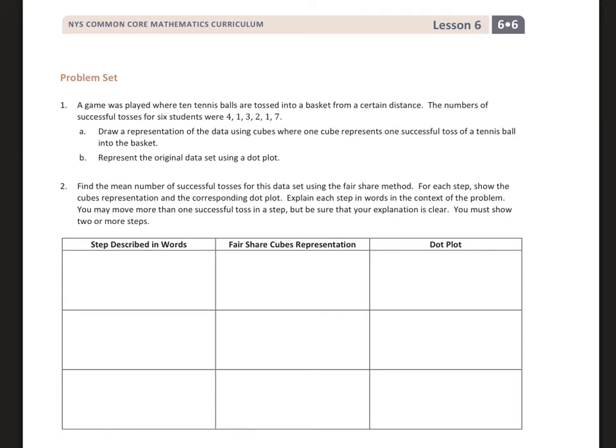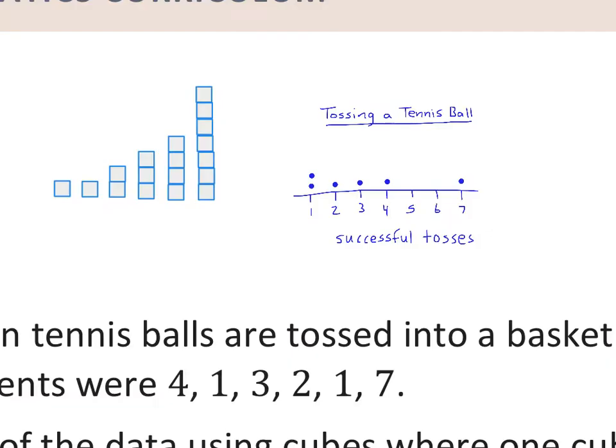All right, let's go into some solutions here. So I'm just going to show it this way. We have our original data set down here, 4, 1, 3, 2, 1, 7. Each of these represents a successful amount of tosses out of 10 attempts with this tennis ball.